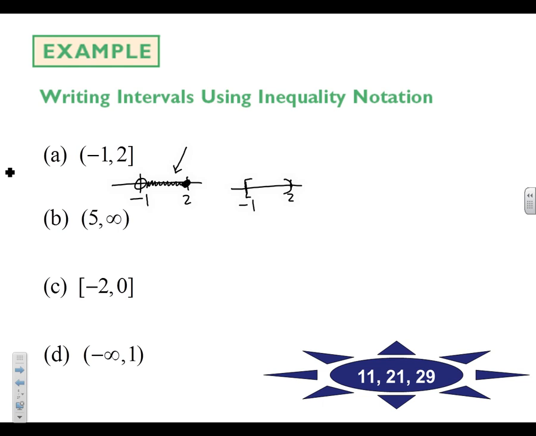All right, what about 5 to infinity? 5 on the number line, open circle, and off we go forever to infinity. -2 to 0, -2 closed circle, 0 closed circle, shade in between. And negative infinity all the way up to 1 with an open circle, and so we'll be going that way forever. Alright, so 3 for you to try with that new information. Try problems 11, 21, 29. Pause the video and come back when you are ready. Check the answers in the back of the book.